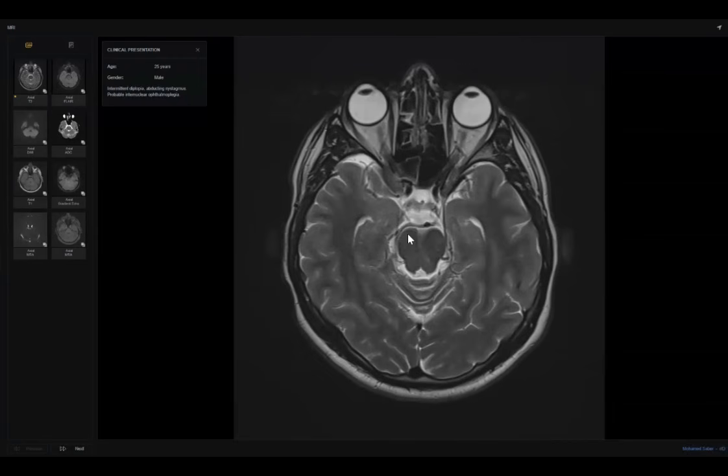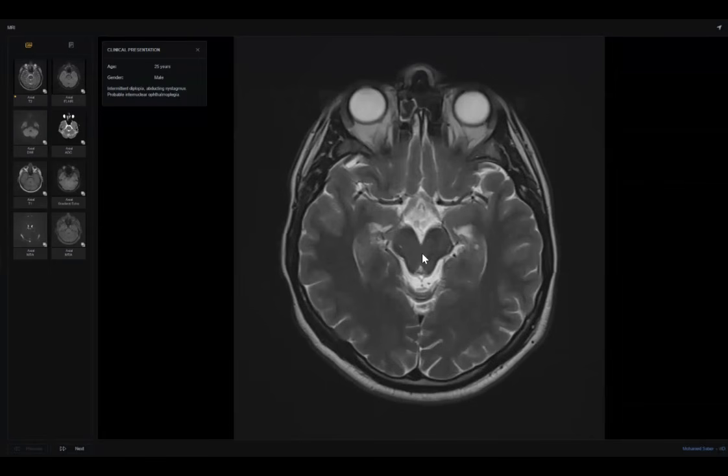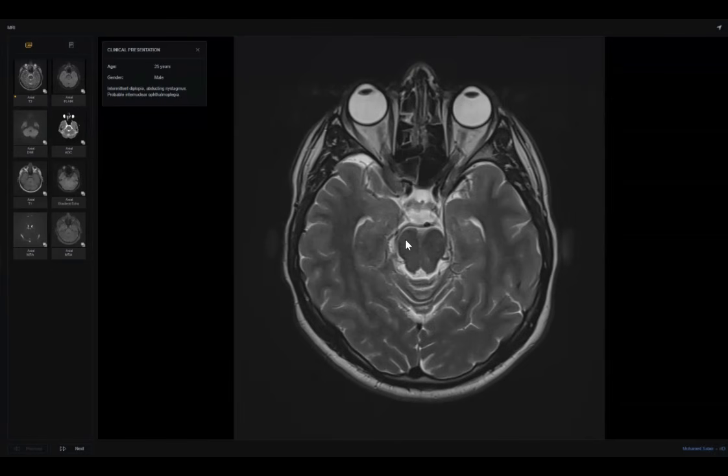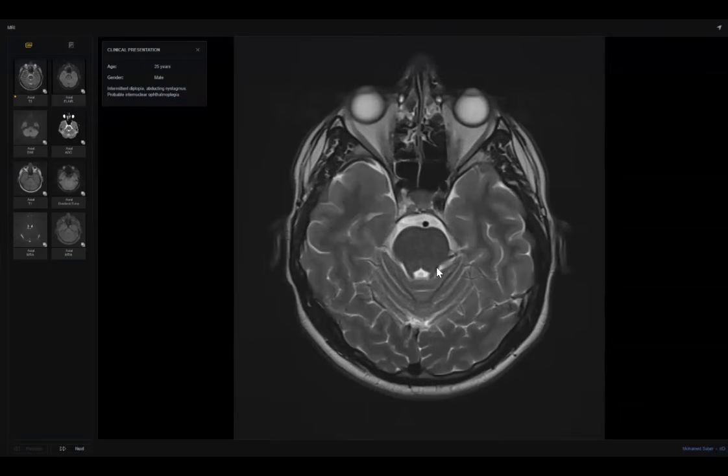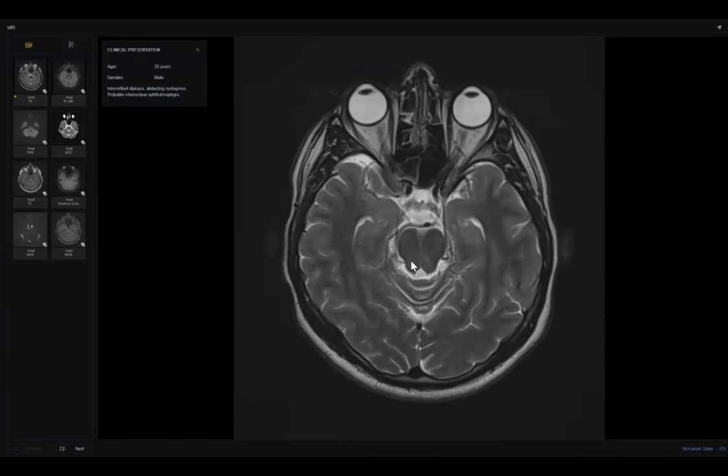I completely forgot. What is the name of this level? This is at the level of midbrain. Are you sure? Pons and midbrain, like at the level of the lower midbrain. Where do the oculomotor or the third cranial nerve originate? They originate from the midbrain.